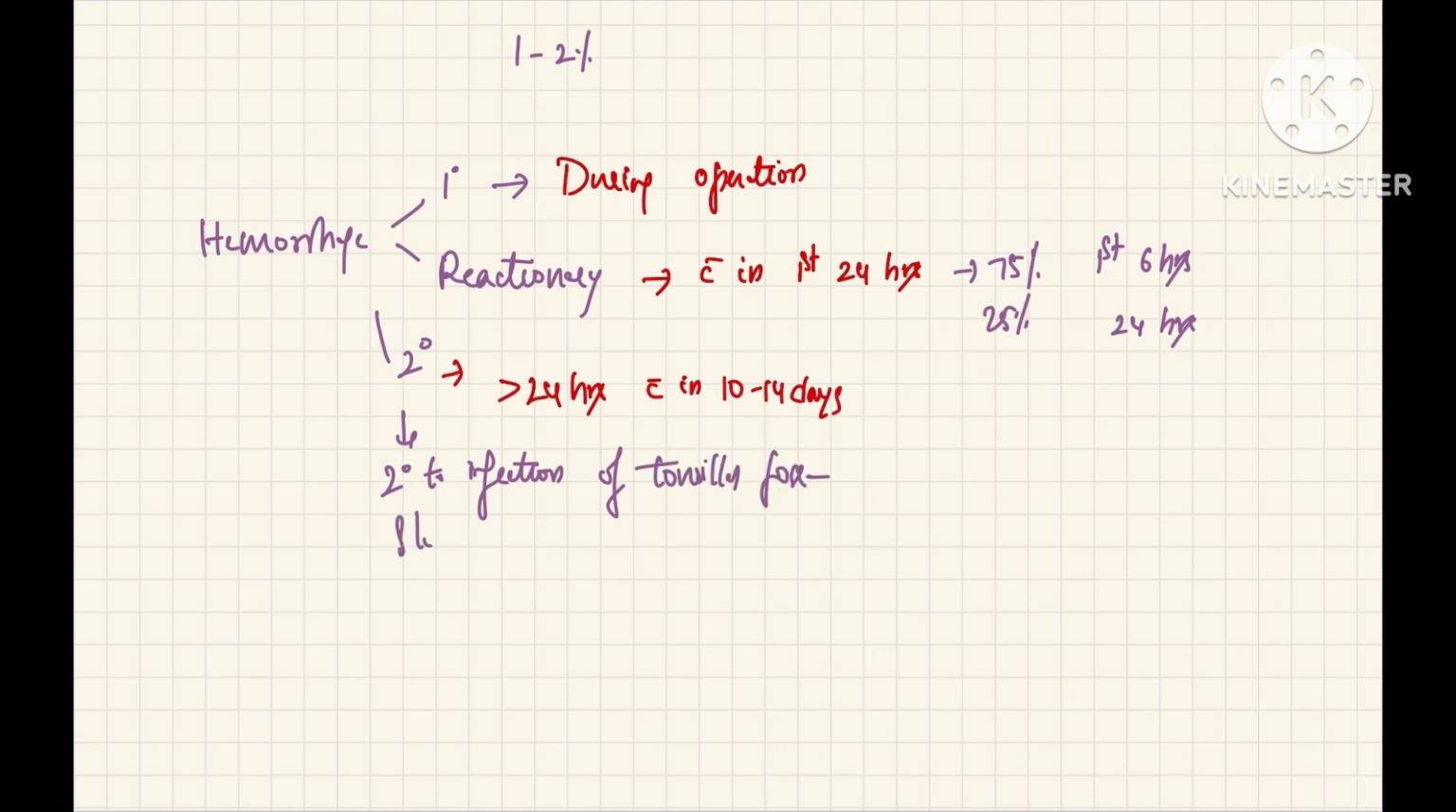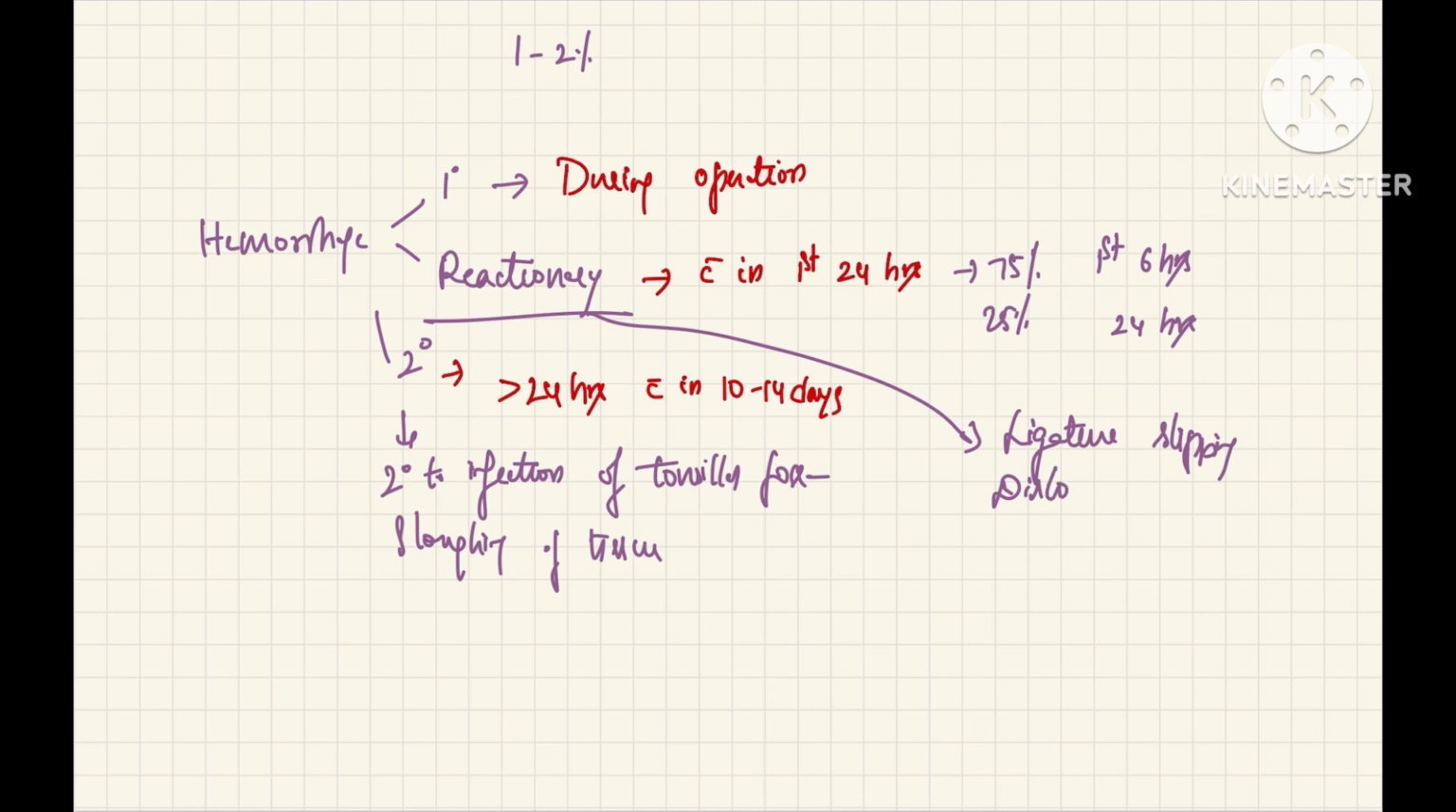and sloughing of the tissue, and reactionary hemorrhage is due to ligature slipping, dislodging of clots and opening of collapsed vessels. These are the types of hemorrhage, and let's see the anesthetic problems which we face during this bleeding tonsil.